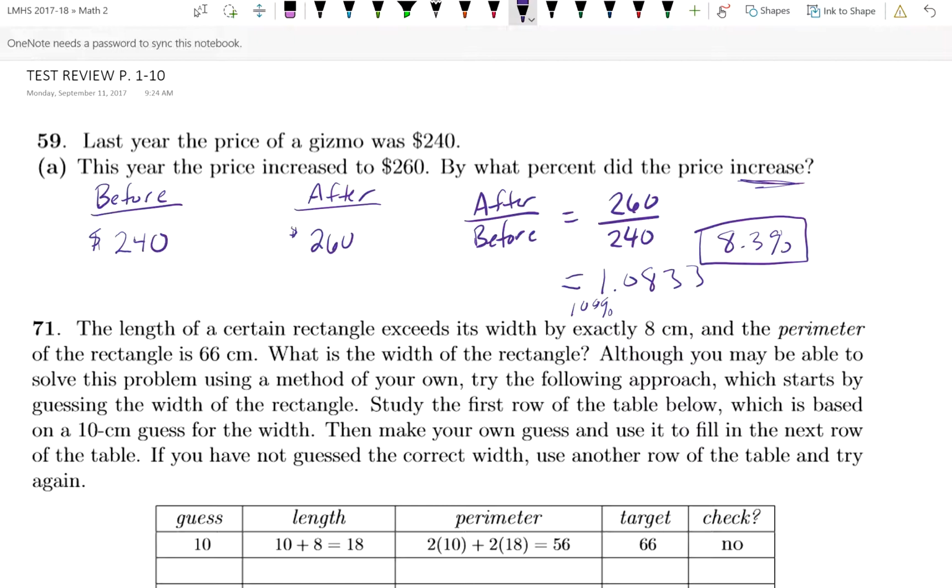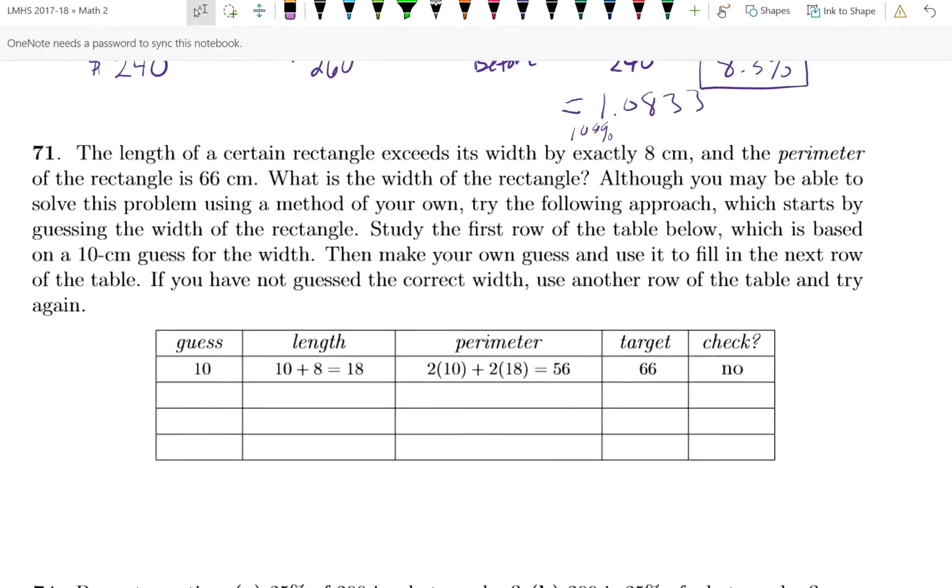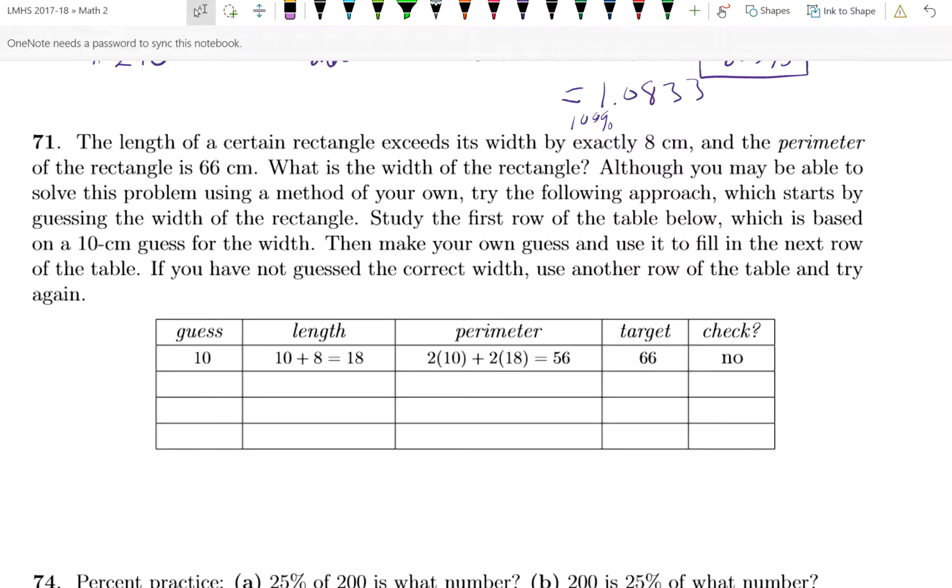All right, 71 was part of last night's homework. It's introducing this guess and check table. On the test, there's going to be at least one of these that you have to fill in, and one that you're going to have to make on your own. So make sure that you can do a guess and check table. All right, 71. The length of a certain rectangle exceeds its width by exactly 8 centimeters. That's going to be some important information.